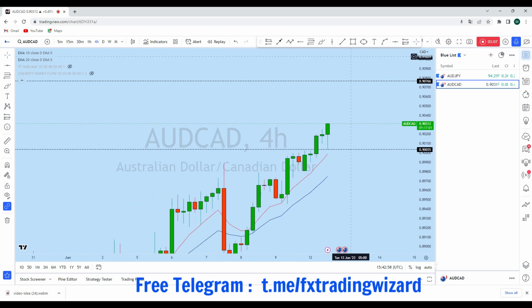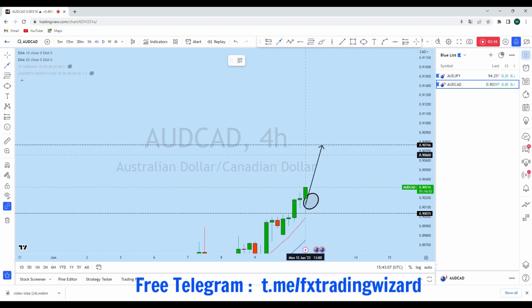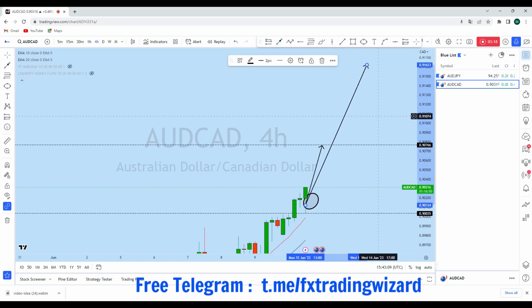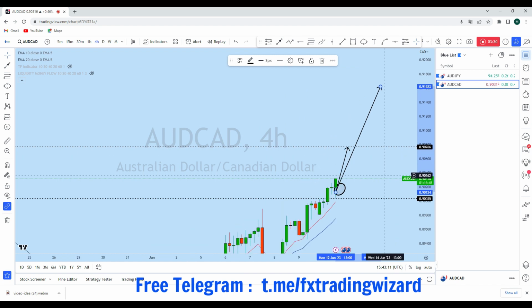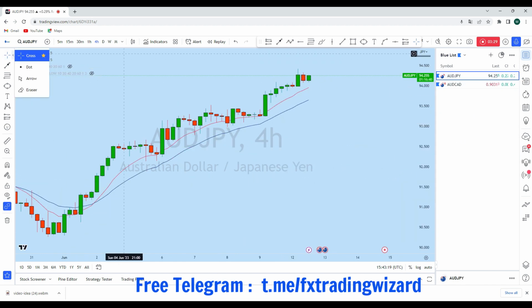So this is where I will be waiting for a potential entry on the lower time frame pullback. As we see the price has grabbed liquidity, we can expect this price to continue to rise in that direction. So as soon as we find a suitable entry, we will consider going long with a high probability trade setup with our students. Now let's look at AUD JPY.